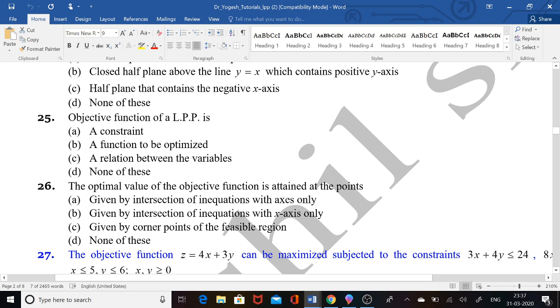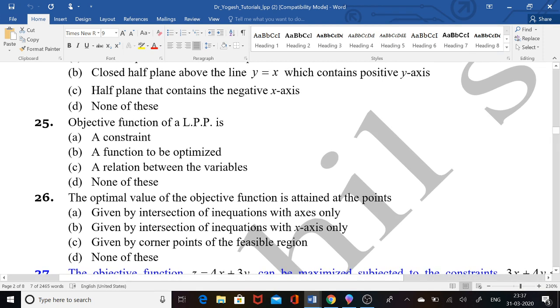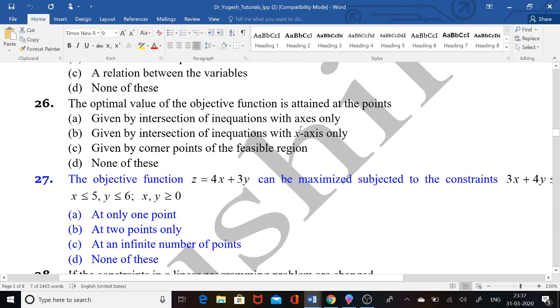Because we always optimize the LPP, that is the Z value, we always optimize. 25th. 26th one, check your 26th question. The optimal value of the objective function is attained at the points. What are the points we attain? Only the corner points we are checking, I think.